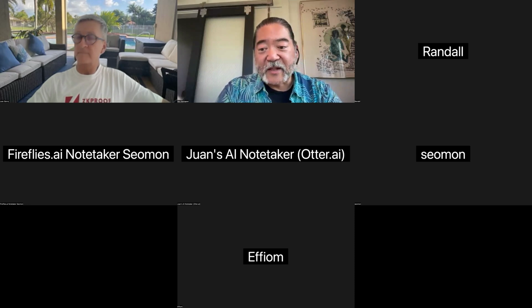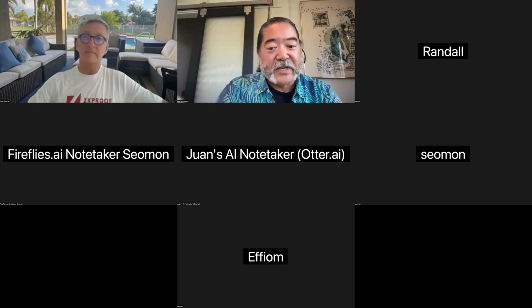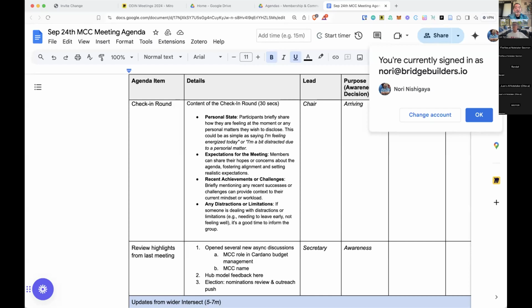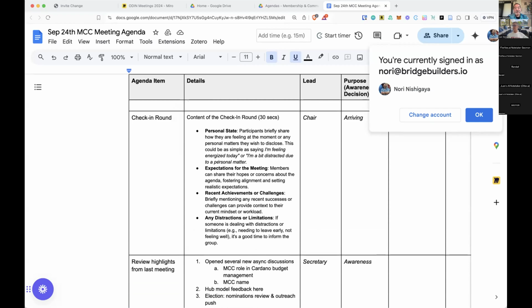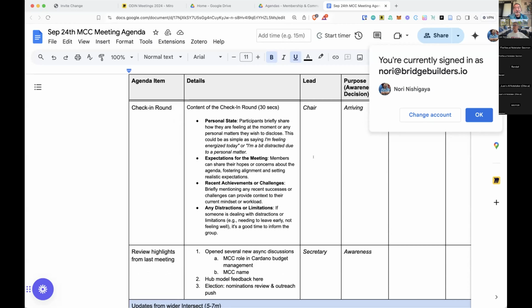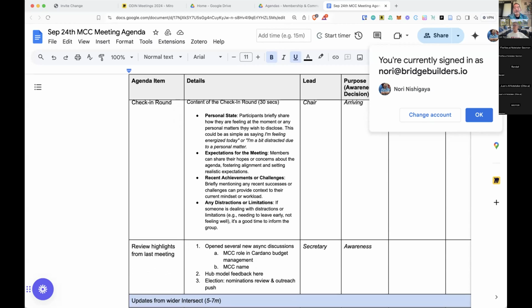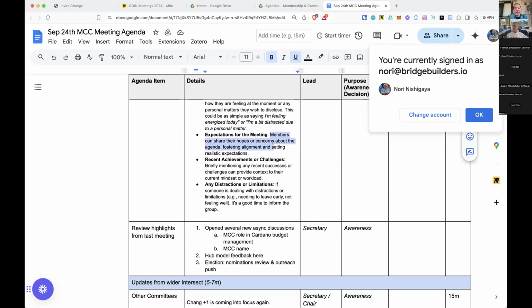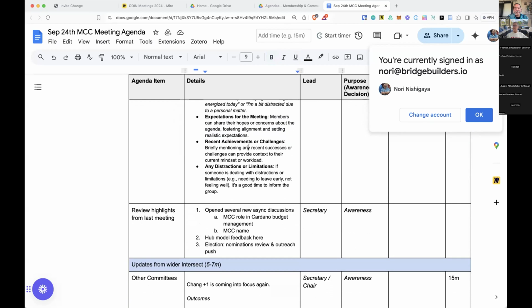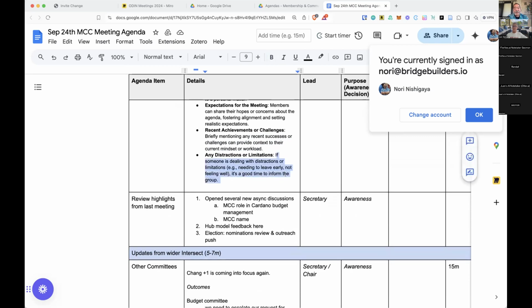So I'll share something. For clarifying expectations and constraints, we made it really easy. This is the agenda. There's a check-in round, and then we listed the content of the check-in round. You can talk about your personal state, briefly sharing how you're feeling at the moment or any personal matters you wish to disclose. This could be as simple as saying, I'm feeling energized today, or I'm a bit distracted due to personal matters. Expectations for the meeting: you can talk about your hopes or concerns about the agenda, fostering alignment and setting realistic expectations. Recent achievements or challenges: briefly mention any successes or challenges, which could provide context to your current mindset or workload. And any distractions or limitations, like my cat went missing a few days ago, or needing to leave early or not feeling well. It's a good time.